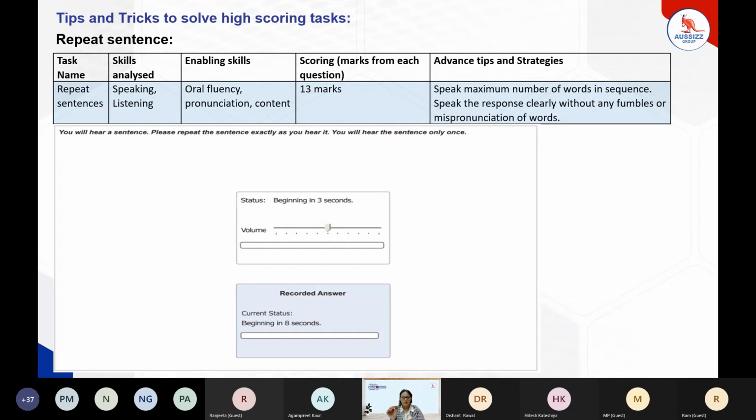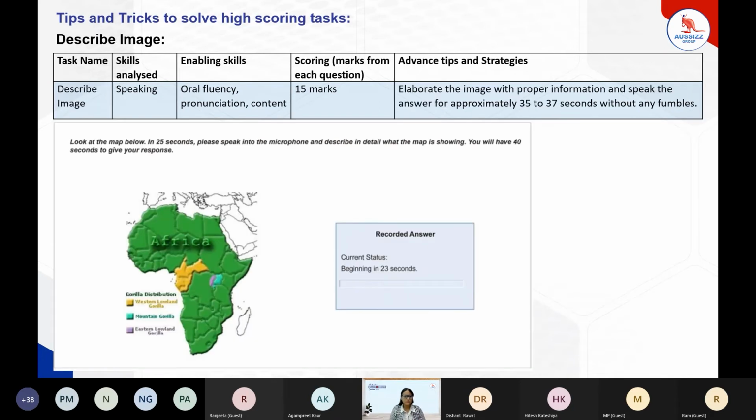This is one of the advanced steps which, when you're doing any of the practice from the PTE Tutorials app or even from the free sample questions, you can just analyze: you will try to speak as many words in sequence in this task. And that will fetch you good scores in repeat sentence, that is 13 marks from each question. So this is one of the important tasks. Apart from that, when we are speaking, we'll avoid the fumbles or any mispronunciation of the words.